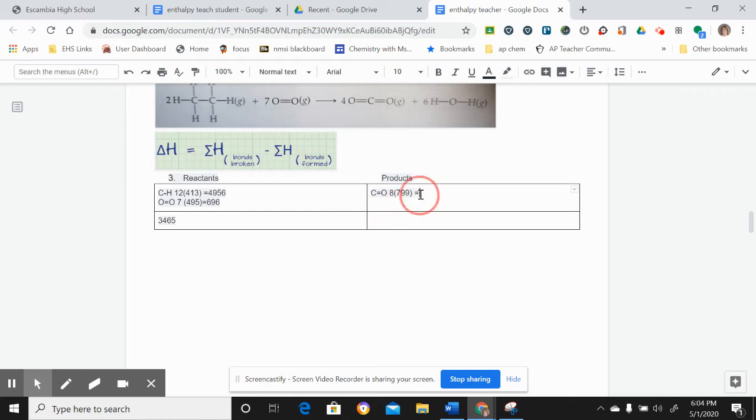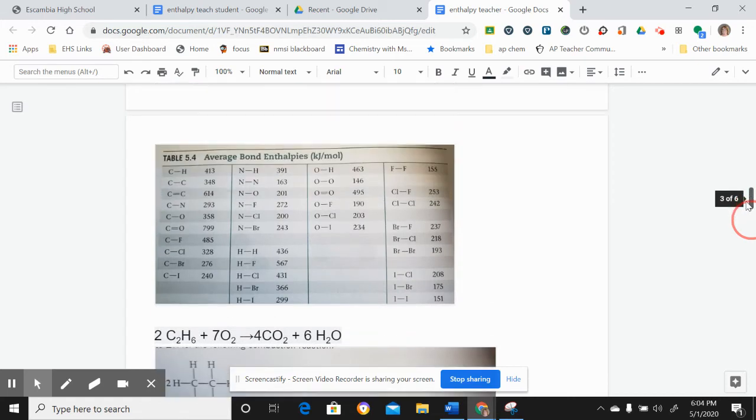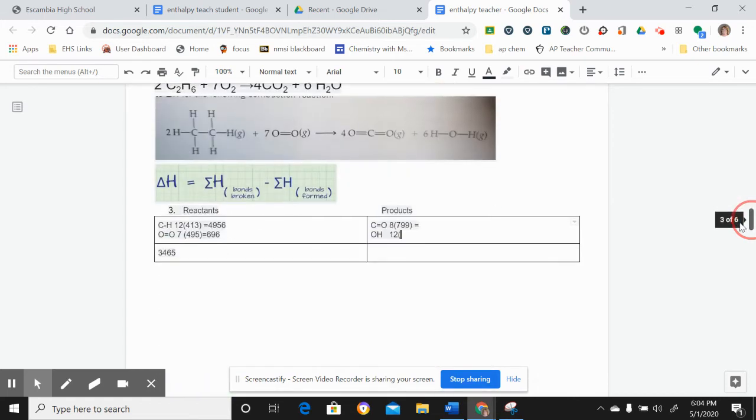What else do I have on the right-hand side, on my product side? I also have water being produced. And so in water, I have an OH bond. How many OH bonds do I have there? I have 2 in one water molecule, but I have a total of 6 water molecules altogether because I have a 6 right here. So 6 times 2 gives me a total of 12 OH bonds. But I have to look up OH. OH is 463.